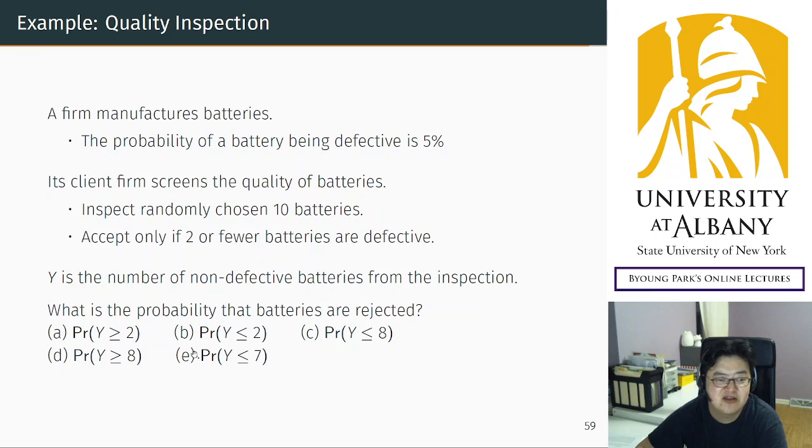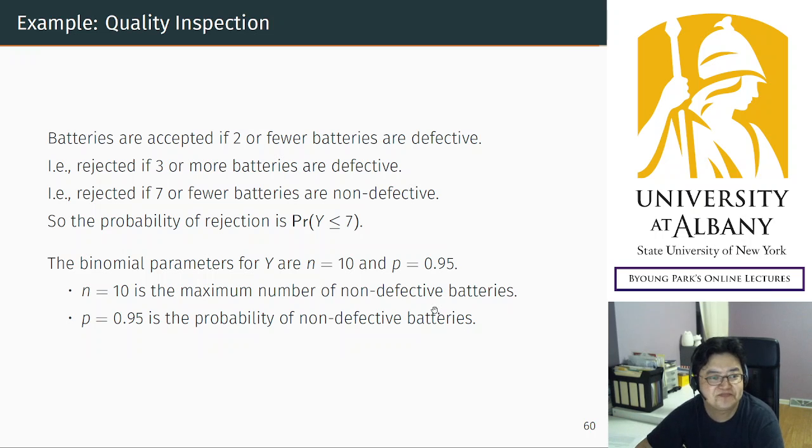Do you get it? Right? So what makes you confused is, first, acceptance and rejection are the flip sides of a coin. And here I'm talking about defective batteries, but we are counting non-defective batteries. So you have to switch them, flip them. So you have to flip 2 dimensions, and then in the end you get E. It's like a quiz game. And so anyhow, the answer is probability smaller than or equal to 7.